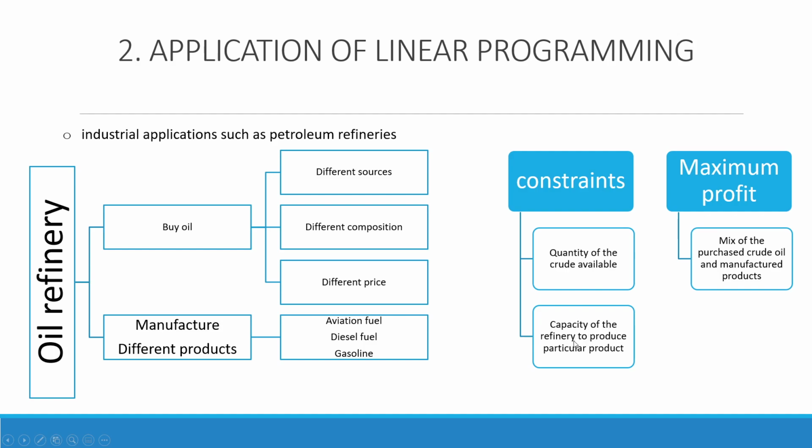to produce a particular product. At the end, the important idea for linear programming is to get the maximum profit, and for this we need to know that the maximum profit is related to the mix of the purchased crude oil and the manufactured products. It means that linear programming permits getting a maximum profit in this case, or in other cases a minimum in a specific case.